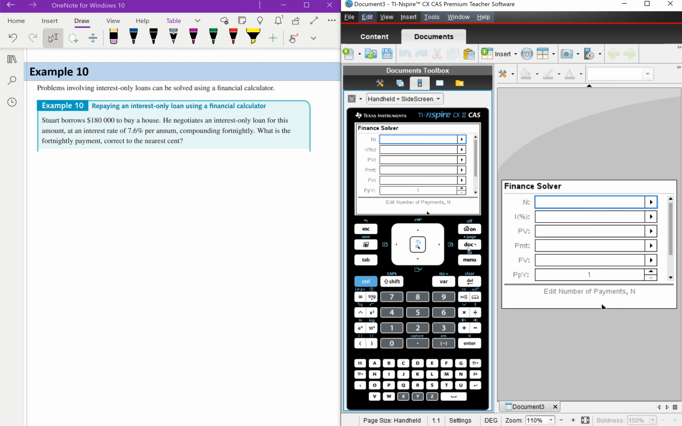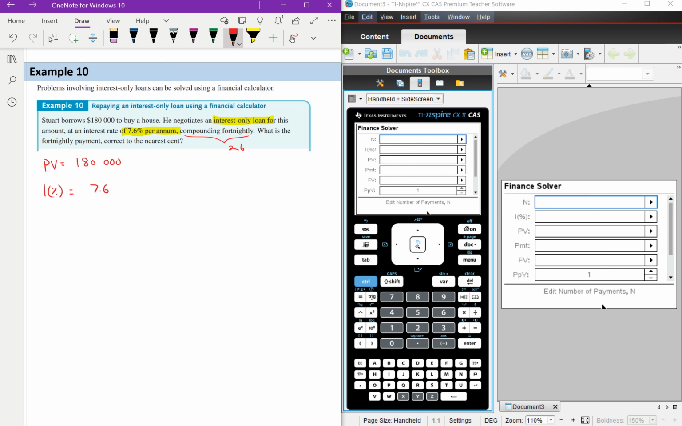Stuart borrows $180,000 to buy a house, so my PV is what I'm borrowing. He negotiates an interest-only loan for this amount, and the interest rate is 7.6% per annum. So I% is 7.6 per annum, compounding fortnightly. For those who don't know, fortnightly is every 2 weeks, and there are 26 of these fortnightlies in a year. What is the fortnightly payment correct to the nearest cent?